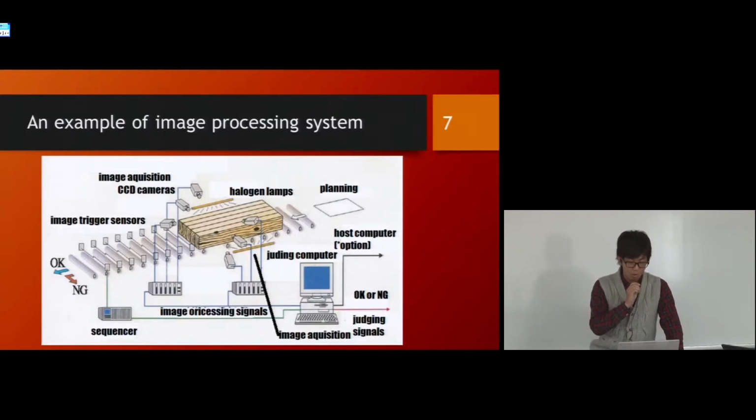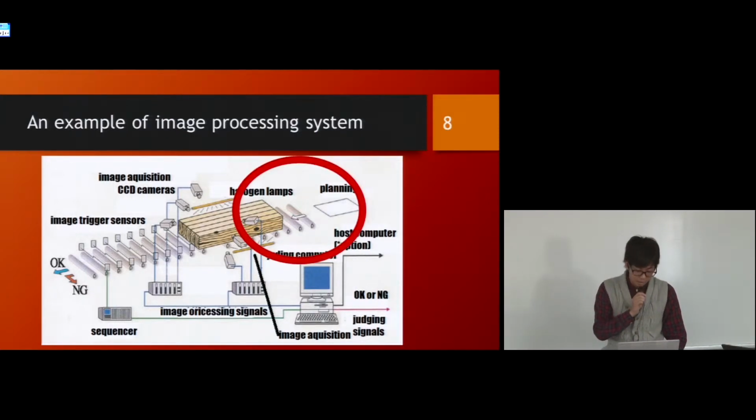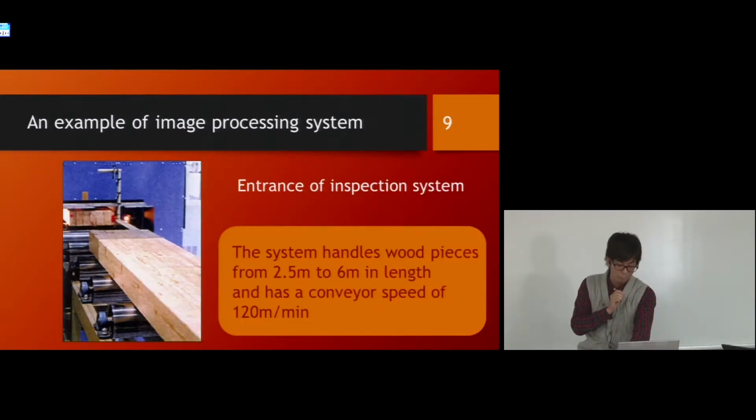This is an example of an image processing system for wood inspection, and wood goes into the box from this side to check the shapes of wood and decide if this is okay or not okay. Then let me focus on the entrance of the machine. This figure shows the entrance of the inspection system. The system handles wood pieces from 2.5 meters to 6 in length, and the wood flows at a speed of 120 meters per minute.